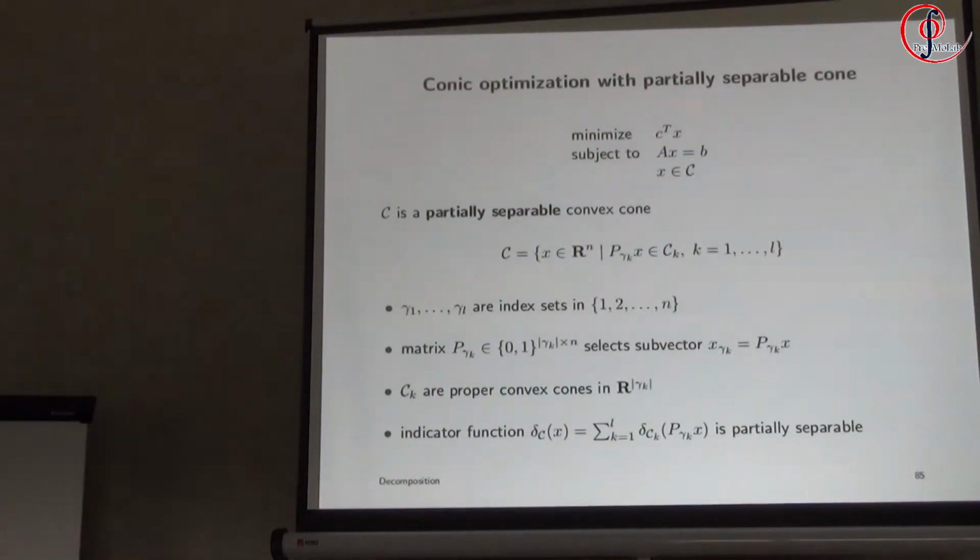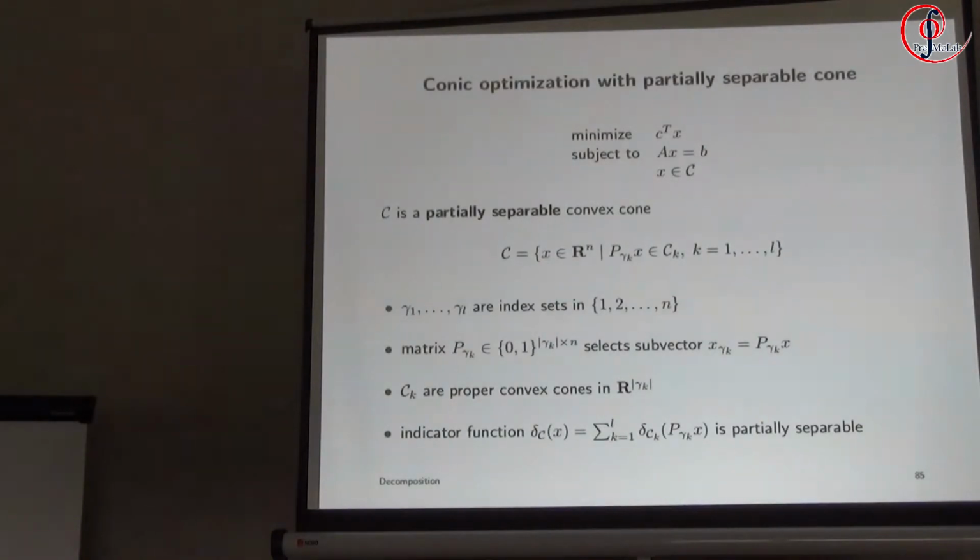So here we go back to a general conic LP with a vector variable, and we say the cone C is partially separable if it is defined like this. So x is in the cone if certain given subvectors of x are in some given cones CK. You take subvectors of x indexed by different overlapping index sets, and for each of these subvectors you impose a condition that it is in cone CK.